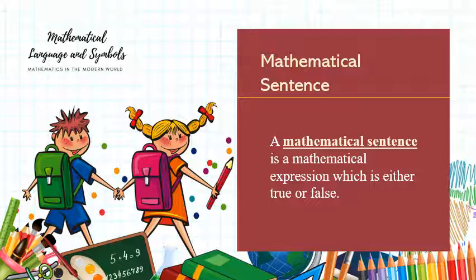So for example, the sentence x squared plus 1 equals 0 has a solution in the set of real numbers. That is a closed mathematical sentence because the statement is false. There is no solution in the set of real numbers for x squared plus 1 equals 0. Why? Because it's the square root of negative 1, and there is no solution for that. We cannot have a negative number inside a radical sign.